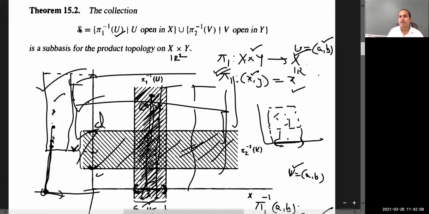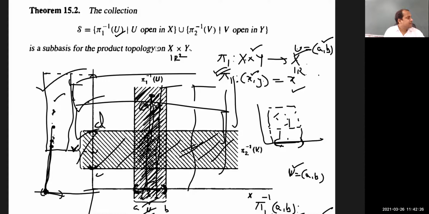In the same way here, in general, pi 1 inverse of U, where U is open in X, and pi 2 inverse of V, where V is open in Y, their union is going to be a sub basis for the product topology. Now there is another condition to check: if a sub basis is given to you, then its finite intersections are going to be basis members for the topology.